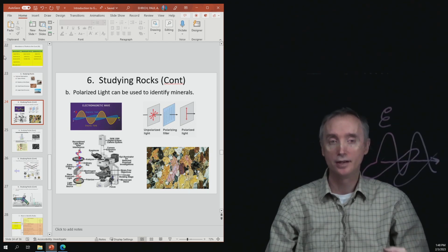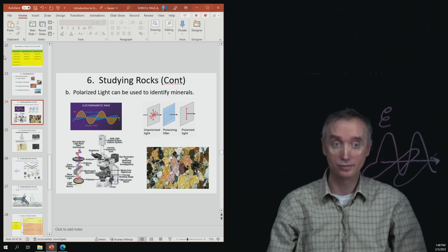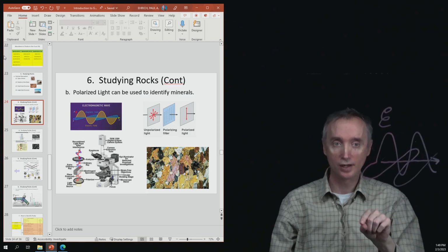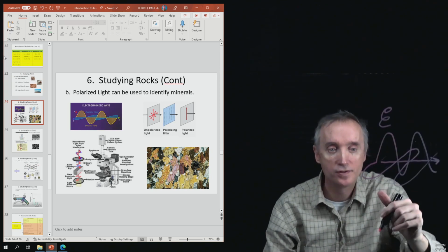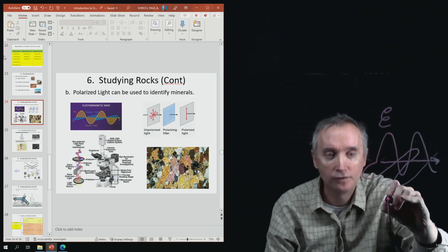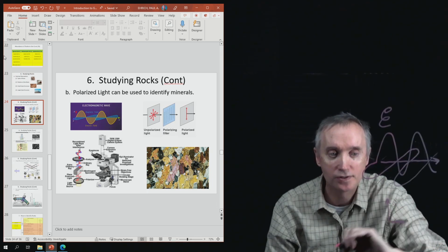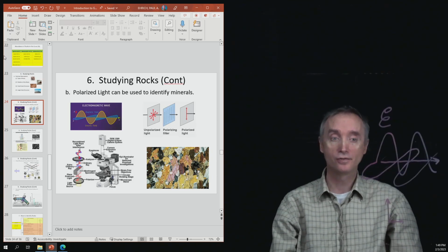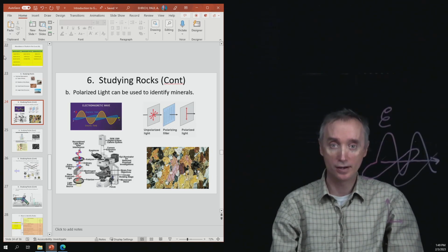So light is partially electrical in nature, and it's partially magnetic in nature. Now, if you were to look at it as it's coming towards you, what you would see is the electric field pointing up and then the magnetic field pointing sideways. And now, the electric field doesn't necessarily have to be straight up and down.